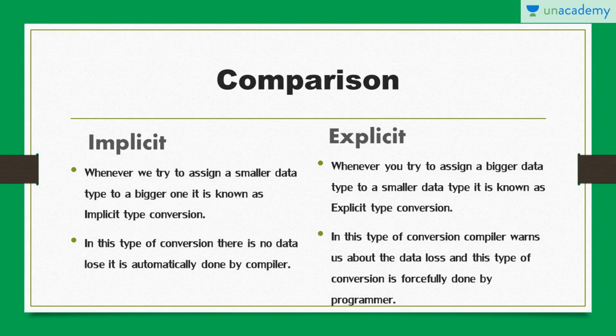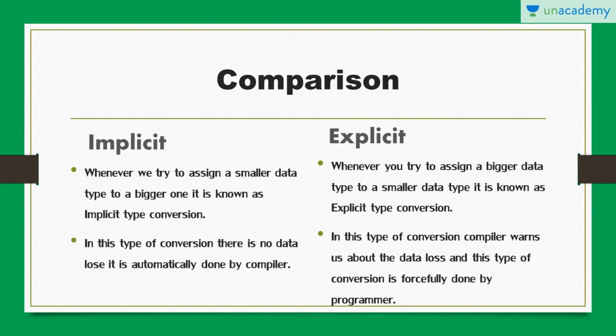Now in implicit, whenever we try to assign a smaller data type to a bigger one, it is known as implicit type conversion. What does it mean? It means that a smaller data type like byte, if we try to convert it to the int which is of 4 bytes, it is known as implicit conversion.